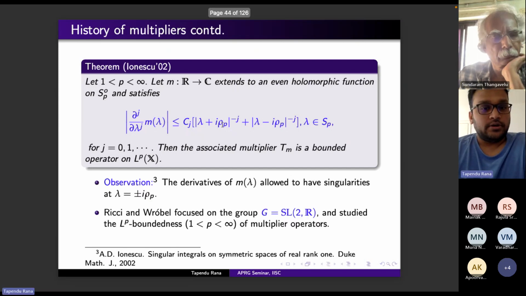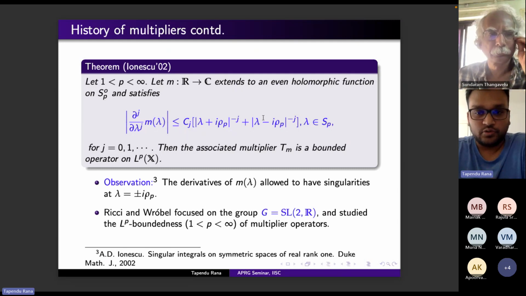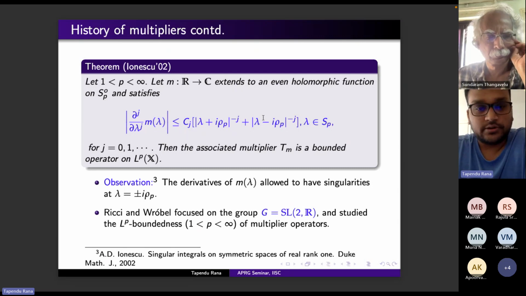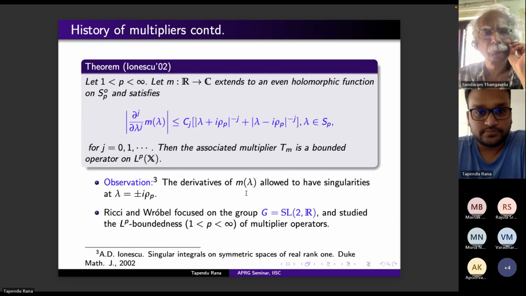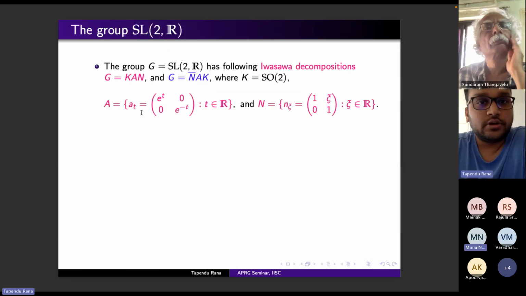Later, inspired by these results of Ionescu and Anker, Ricci and Robel focused on the group SL(2,R) and started this L^p boundedness property of multiplier operators there for fixed K-type. But before that, we would like to discuss some of the representation theory on SL(2,R). Okay, so let me just recall that.